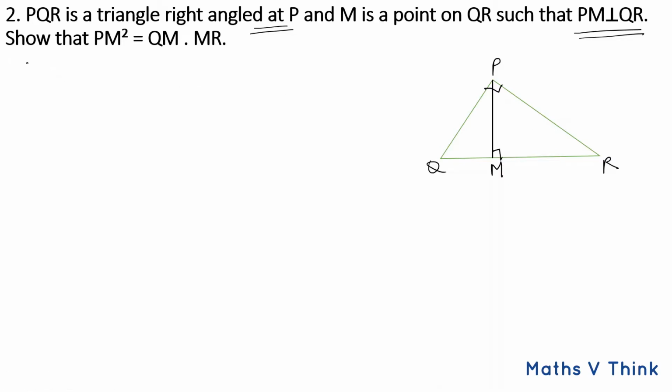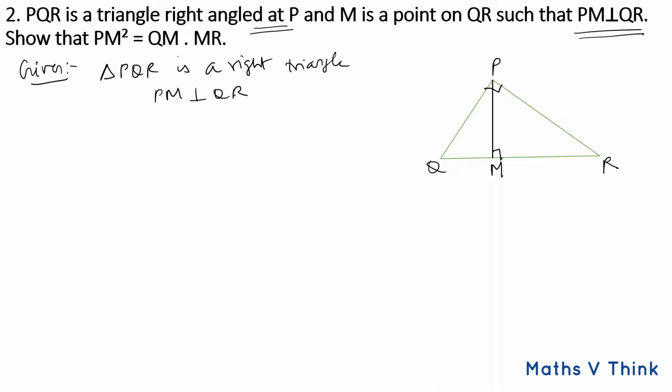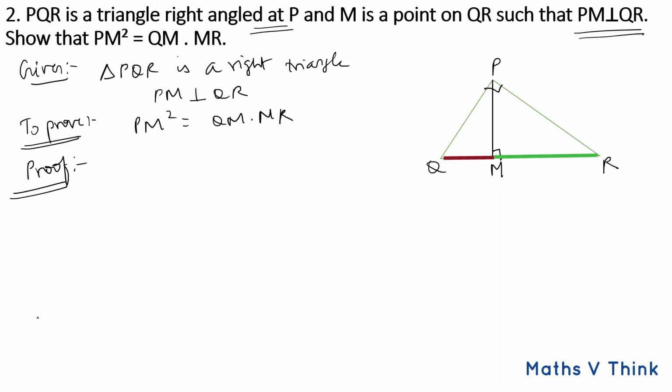Now we'll write the given part. Triangle PQR is a right triangle, and also they gave PM is perpendicular to QR. Now, to prove is PM square is equal to QM into MR. Proof. First, see the to prove. They gave PM square is equal to QM into MR.